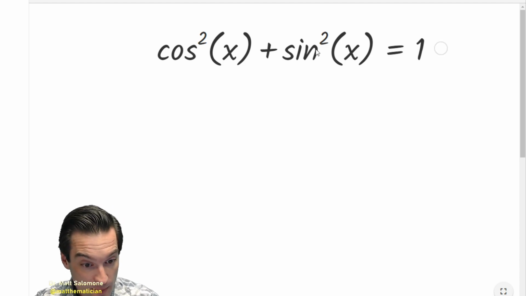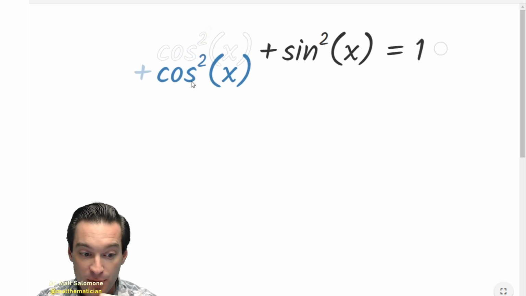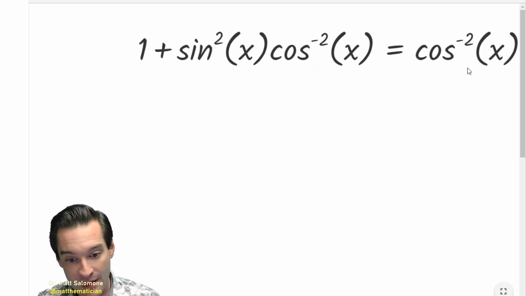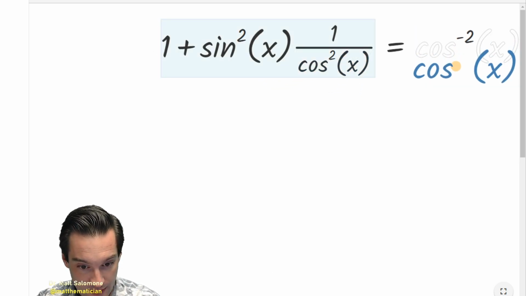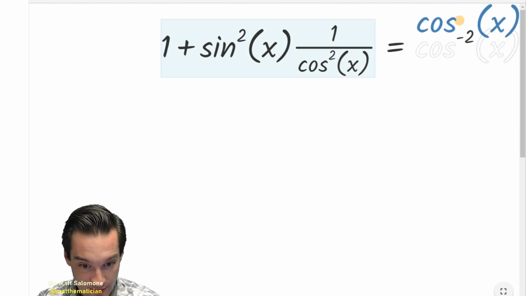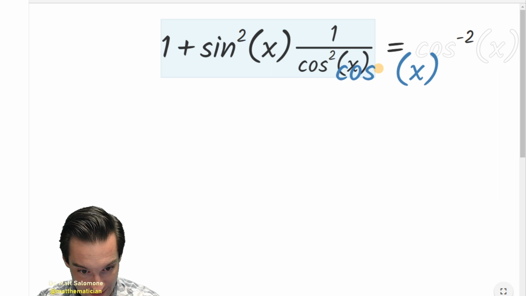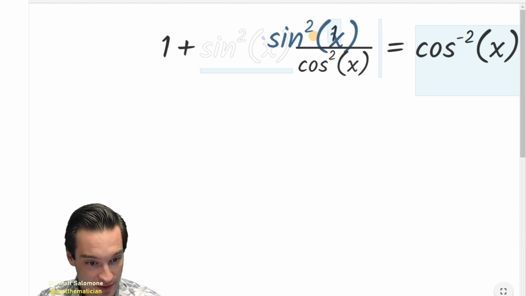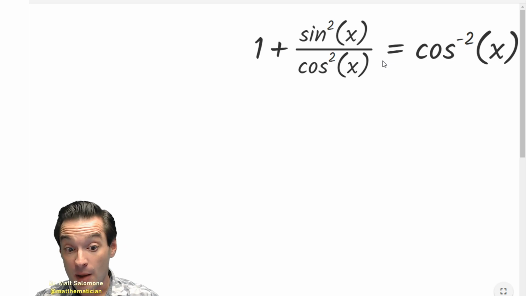Let's imagine, for example, what might happen if I took my cosine squared and I just wanted to divide both sides of the Pythagorean identity by this cosine squared. So if I did that, I'm going to have something that looks like this. I want to make that negative exponent positive. I know there's a way. Well, okay, let's pause here for just a second. We can multiply this into my fraction just by putting it up here.